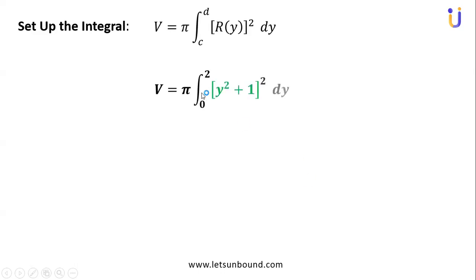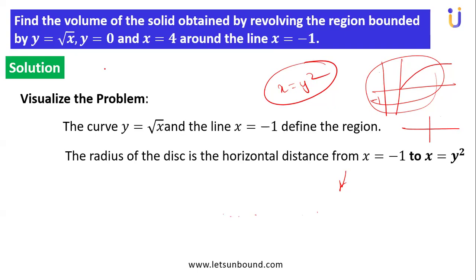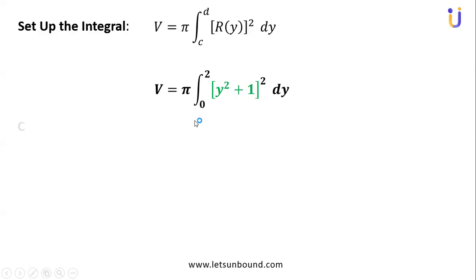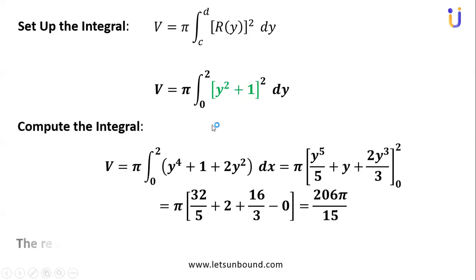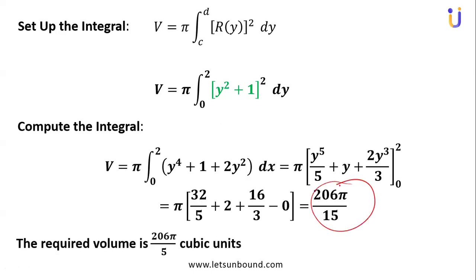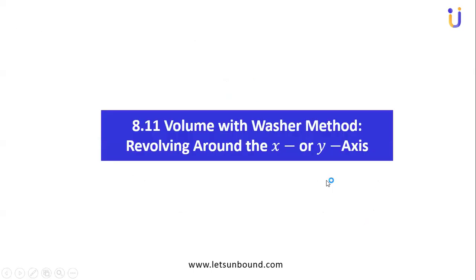Now set up the integral using the formula, and the y values should be plugged in. When y is 0, x is 0. When x is 4, y is 2. Make sure you calculate that also. That's it. Plug in, compute the integral, evaluate it, and you will get 206 pi by 50, right?